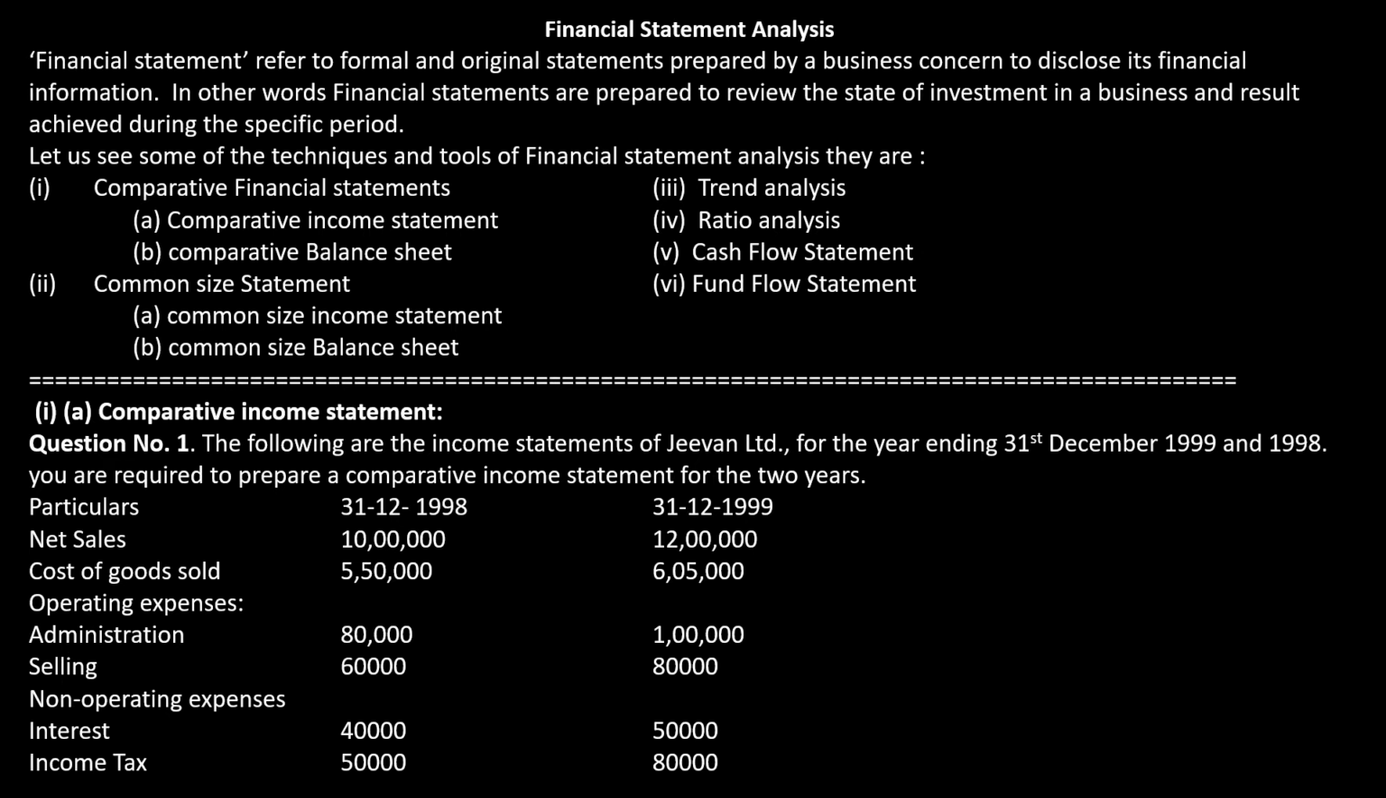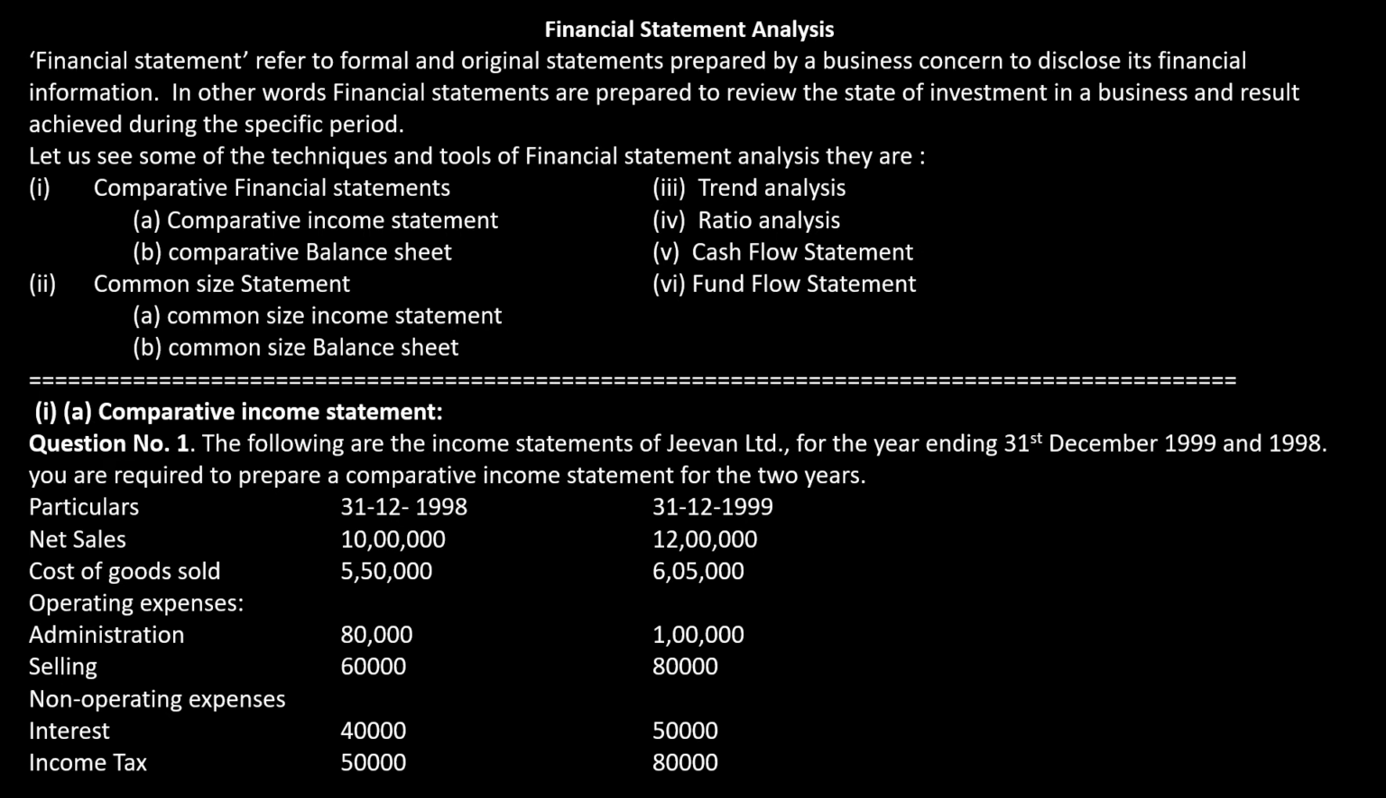The first problem we are going to do is subdivision 1 of the first tool, that is, the comparative income statement. The word comparative means we are going to compare one with another. When you use the word comparative, you should definitely have 2 items to compare one with the other. Here we'll have the income statement for last year and current year.